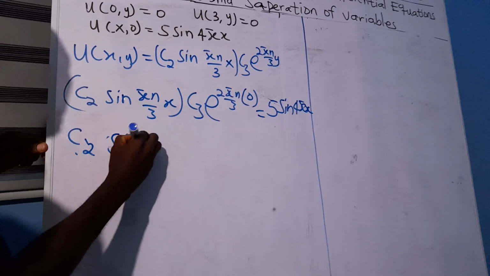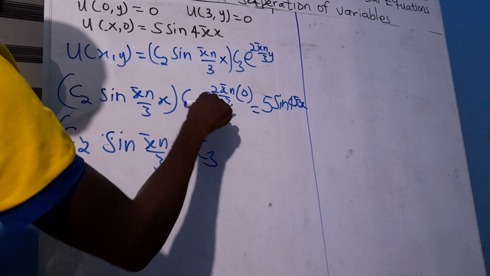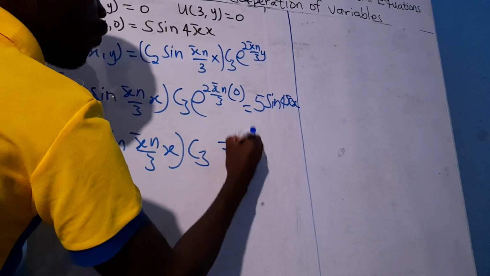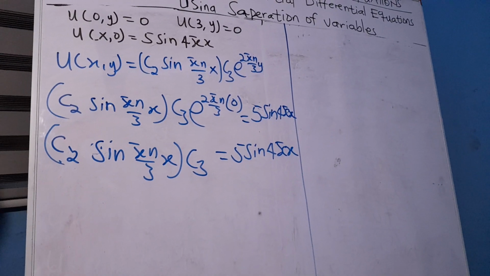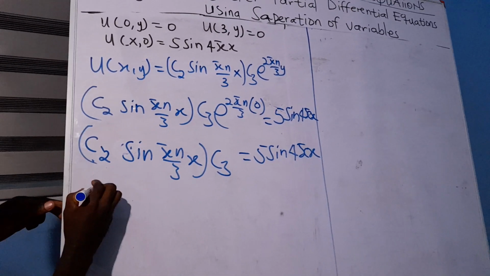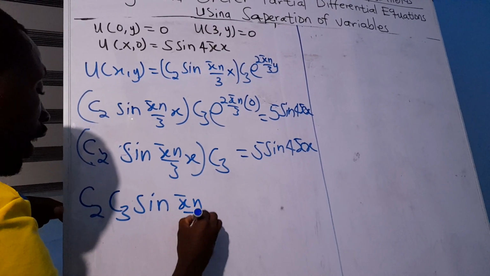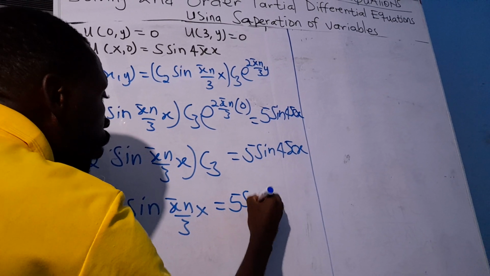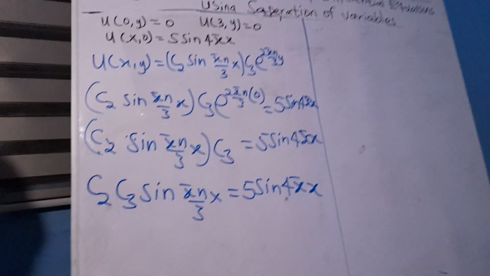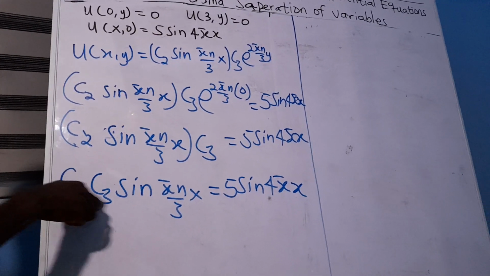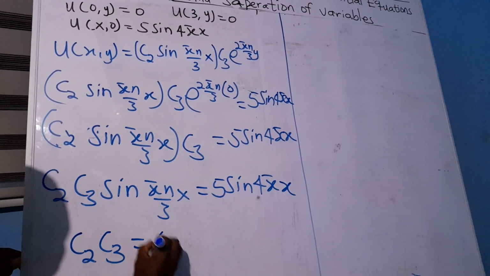So we can say c2 sin pi n over 3 x times our c3, because e exponent 0 is 1, will be equal to 5 sin 4 pi x. I can let this multiply this. So I'll get c2 times c3 sin pi n over 3 x is equal to 5 sin 4 pi x. So this we just compare. You see the coefficient here is c2 c3, and the coefficient there is 5. So we can say that our c2 times c3 will be equal to 5.